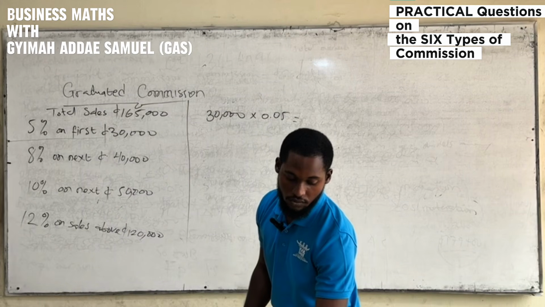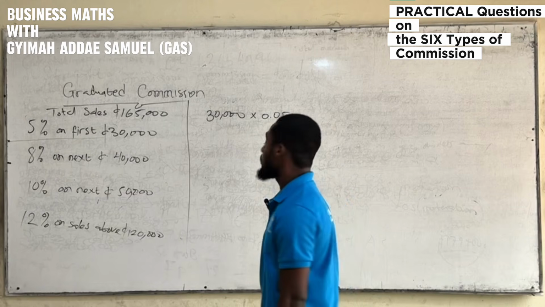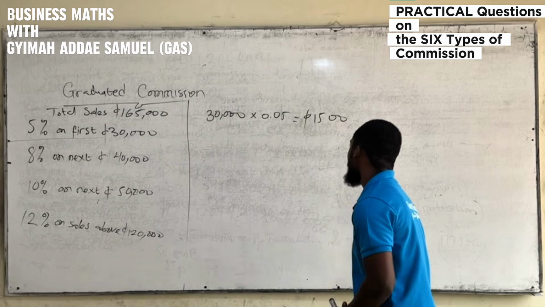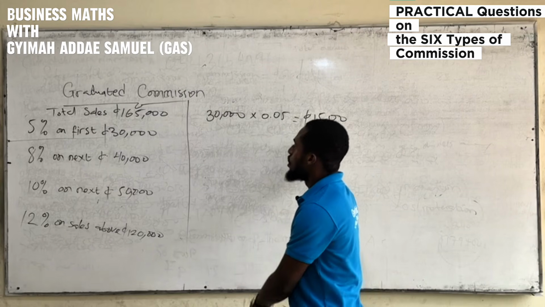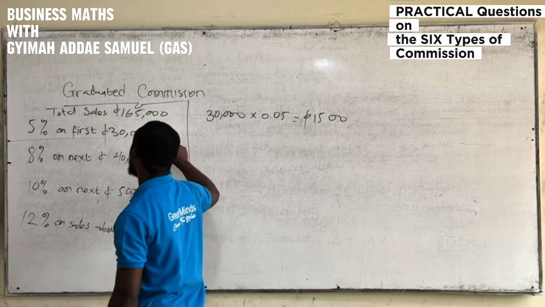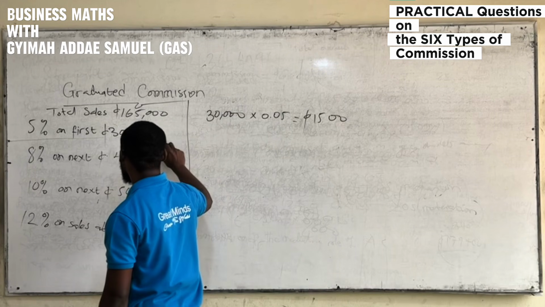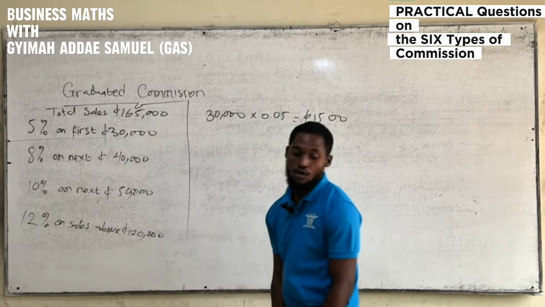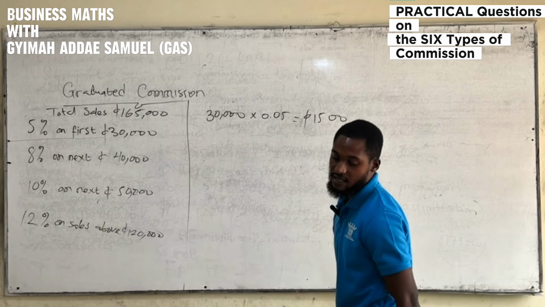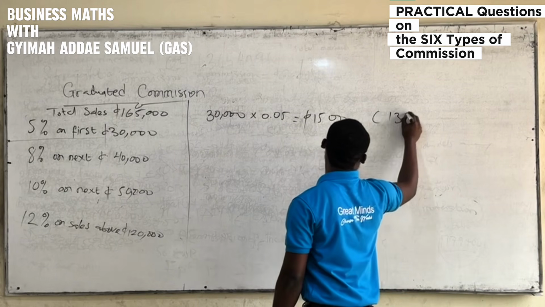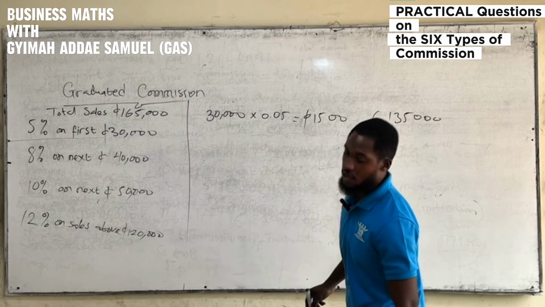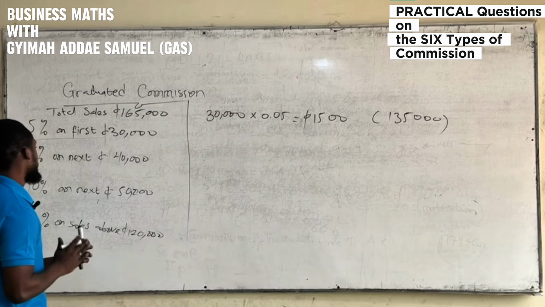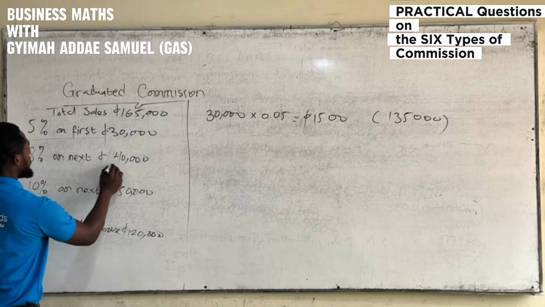And when you do the calculation for it, you get 1,500 Ghana cedis. So now, after getting your 1,500 Ghana cedis, you would have to subtract this 30,000 from this amount, which is 165,000. Now, after subtracting, you are getting an amount of 135,000 Ghana cedis.